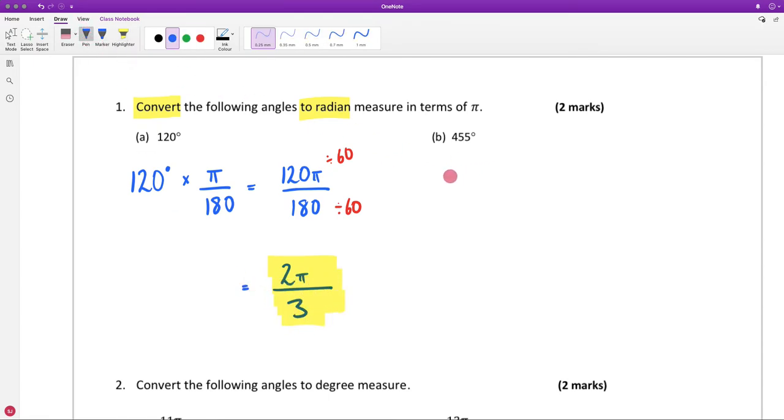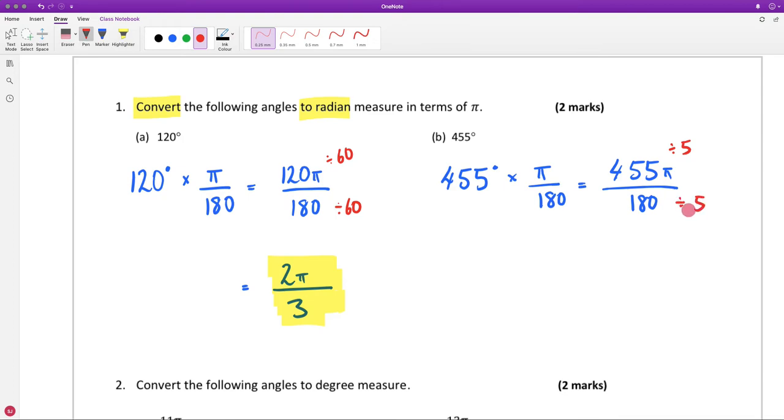Let's go to our next one. We have 455 degrees, and we're timesing it by pi over 180 in order to get it into radians. So what we're going to do is, let me just times it across first. 455 pi over 180. Now I can divide the top and bottom by 5 to simplify it.